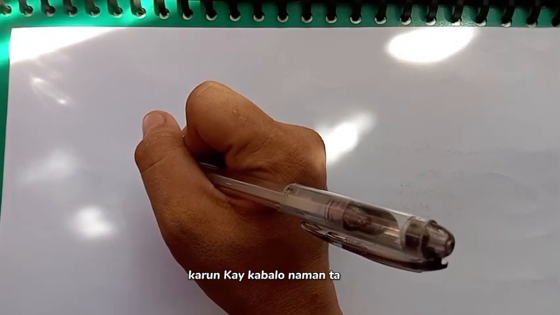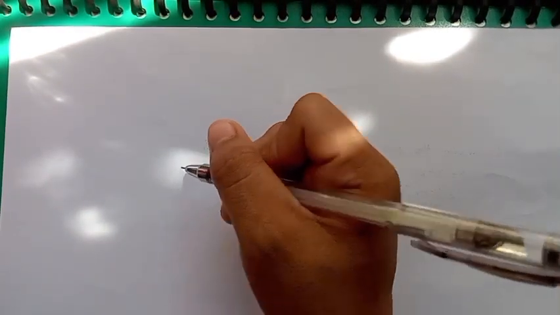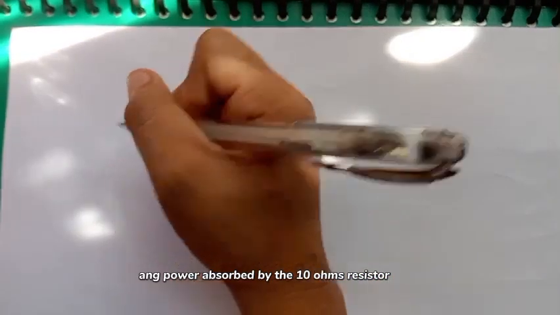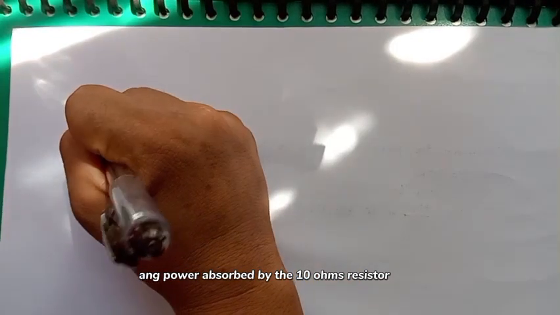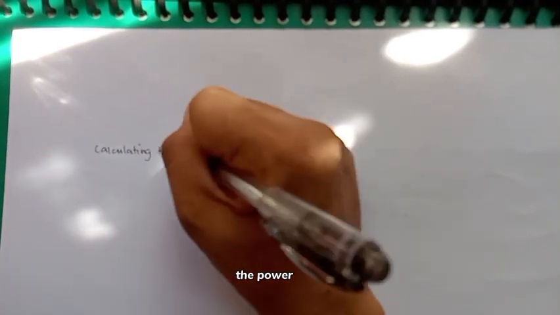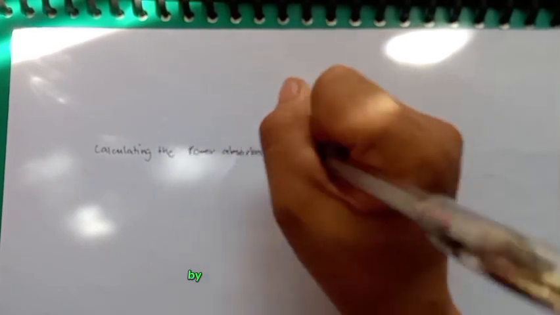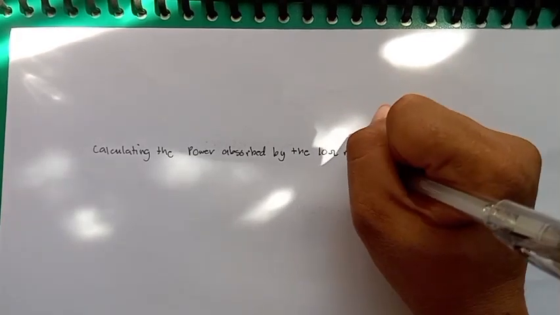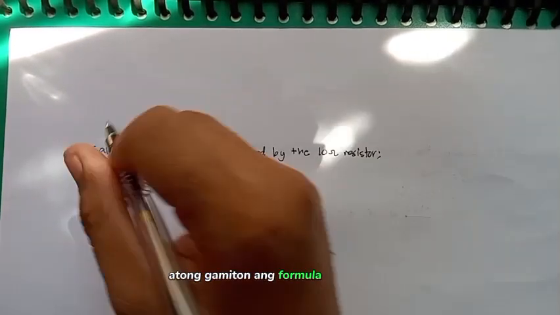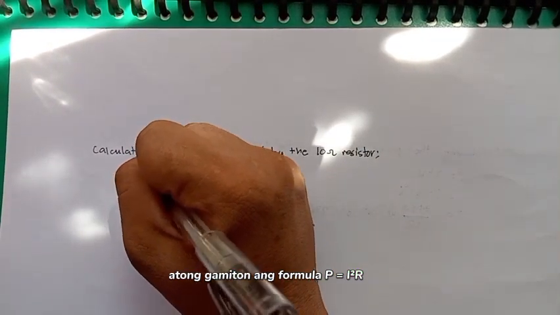Now that we know the value of the current I1, we will just solve the power absorbed by the 10 ohm resistor. The formula we will use is P equals I squared R.